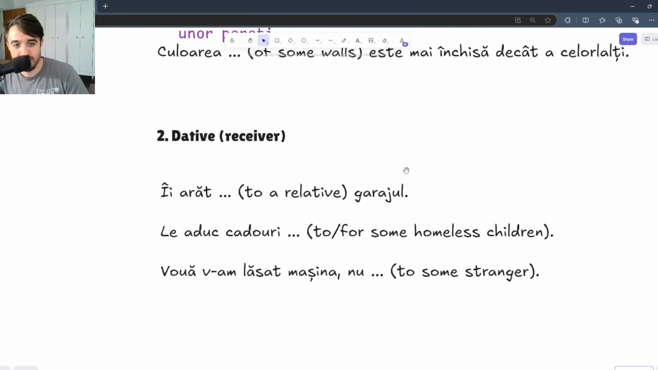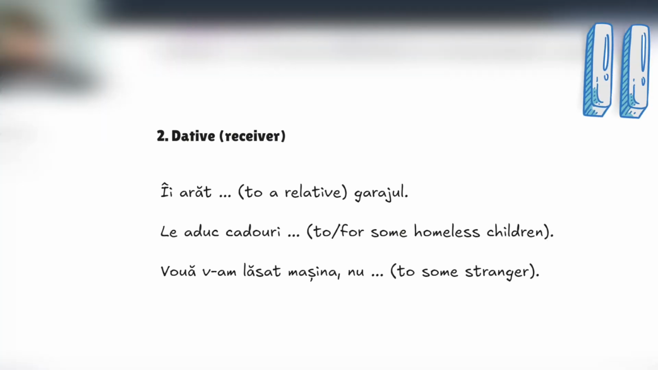Now, if we move to dative, which is taking into consideration the receiver, you see here some verbs that ask for dative for an indirect object. Aduc, arăt, and for example, lăsa. So give it a try as well and pause the video, come back after it, and we'll do it together.